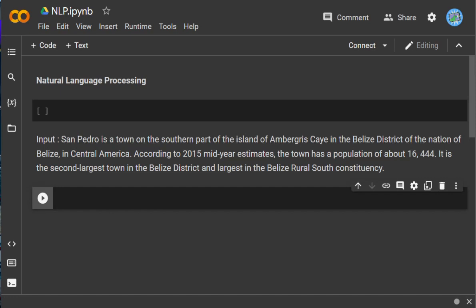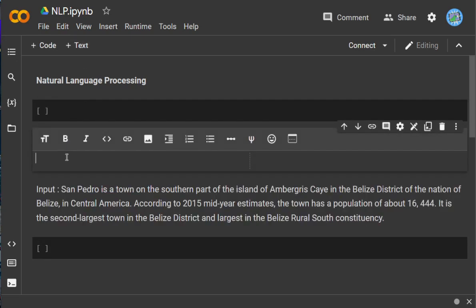Suppose I input the sentence: San Pedro is a town on the southern part of the island of Ambergris Caye in the Belize district of the nation of Belize in Central America. According to 2015 mid-year estimates, the town has a population of about 16,444. It is the second largest town in Belize district and the largest in the Belize South constituency. Now the first step is sentence segmentation. Let me also mention it. Step 1 is sentence segmentation.